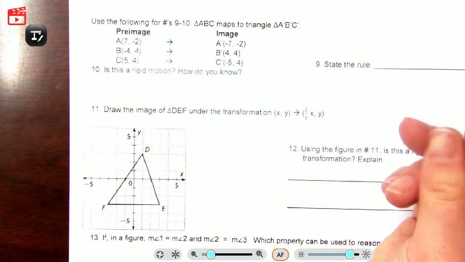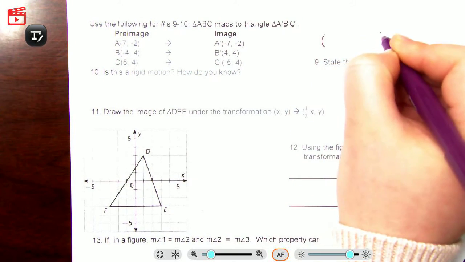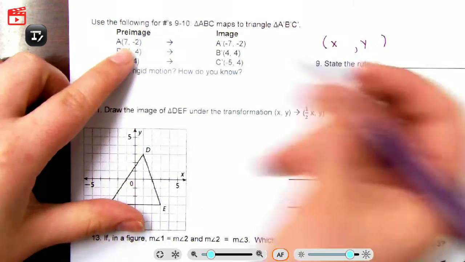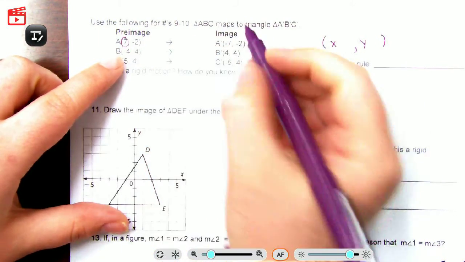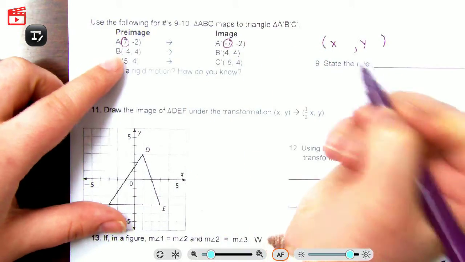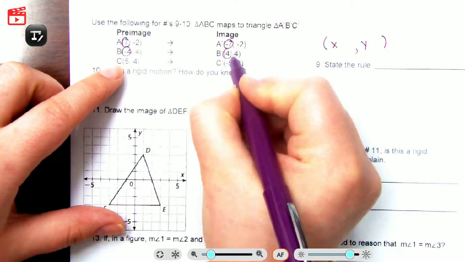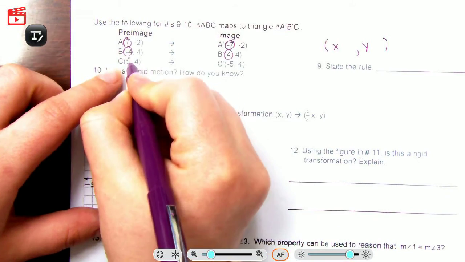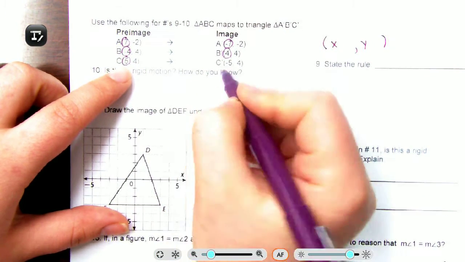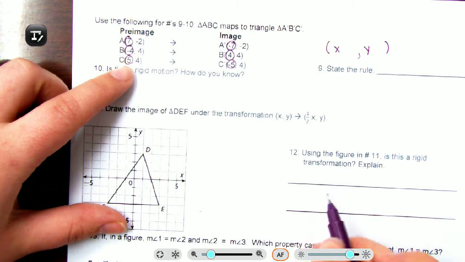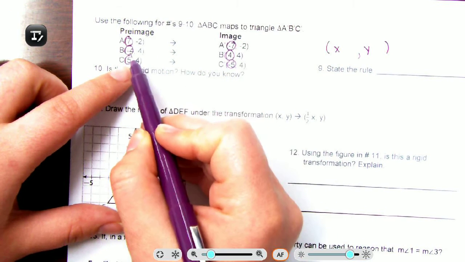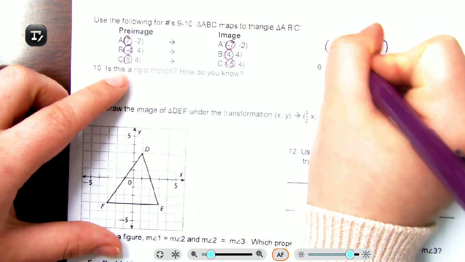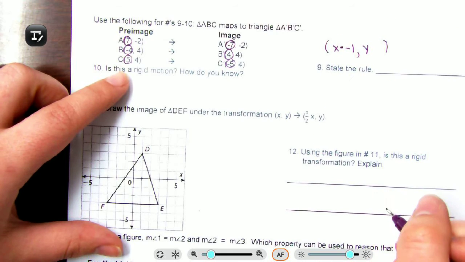So what happened? The rule is going to be something like something happens to our x's, something happens to our y's. So I'm going to look at my pre-image x and my image x, and I'm looking for the pattern. What happens in that pattern? In all of them, I'm noticing it goes 7 to -7, -4 to 4, and 5 to -5. So my pattern is I'm actually being multiplied by -1 on my x's.